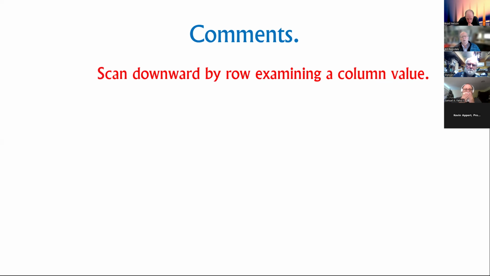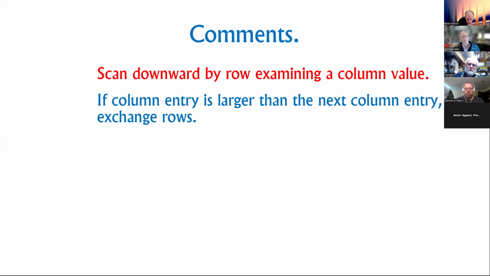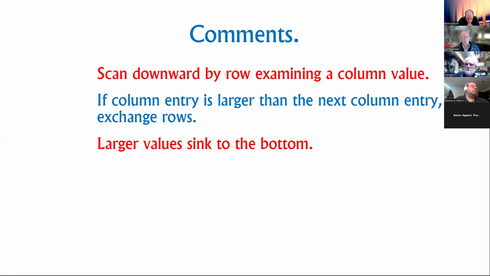We go downward scan row by row by row, examining a count value. If the column entry is larger than the next column entry, then you exchange the rows. And so the smaller numbers bubble to the top, the larger numbers bubble to the bottom.